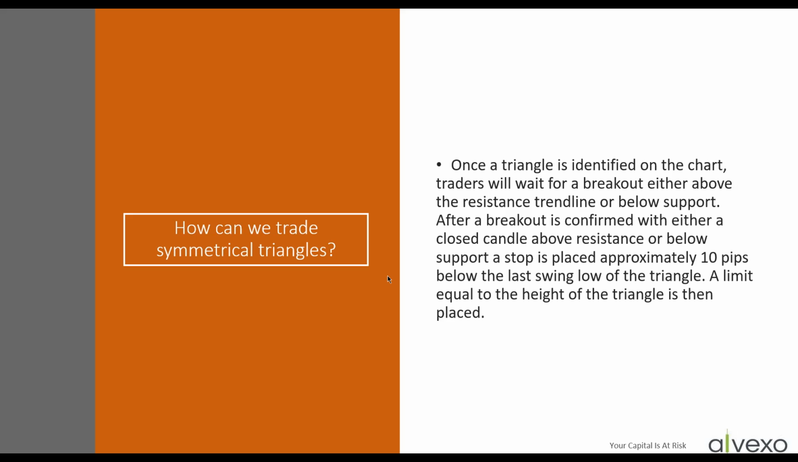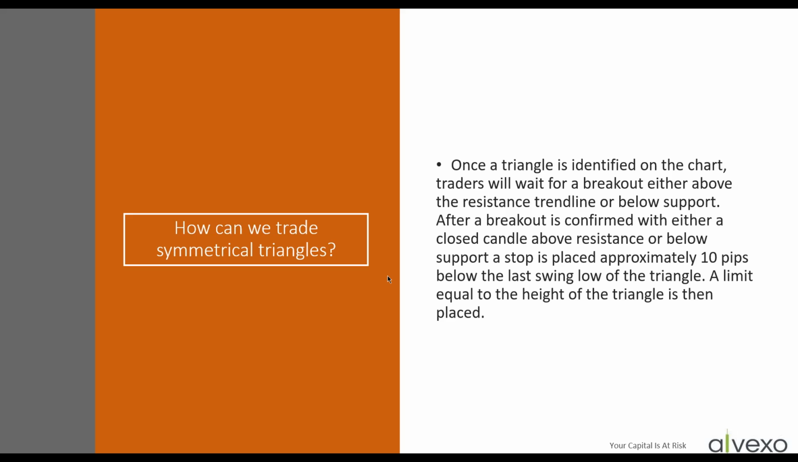So once a triangle is identified on the chart, traders will wait for a breakout either above the resistance trend line or below the support, after a breakout is confirmed with either a closed candle above resistance or below support. And what's support and resistance? It's the two lines of the triangle.